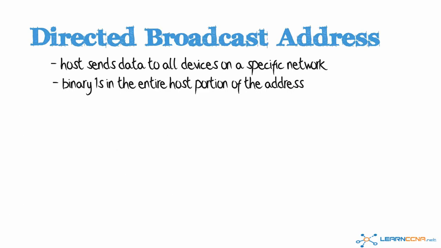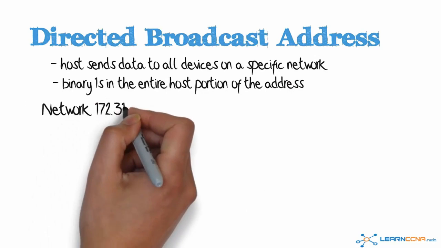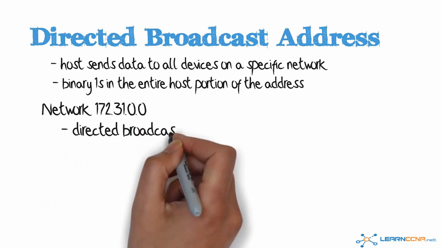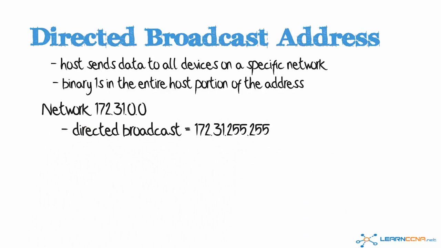So as an example, if we have a network of 172.31.0.0, the directed broadcast address is 172.31.255.255. Notice, because this is a Class B address, the first 2 octets denote the network, and the last 2 octets denote the host portion of the address. So the host portion is filled with binary ones.